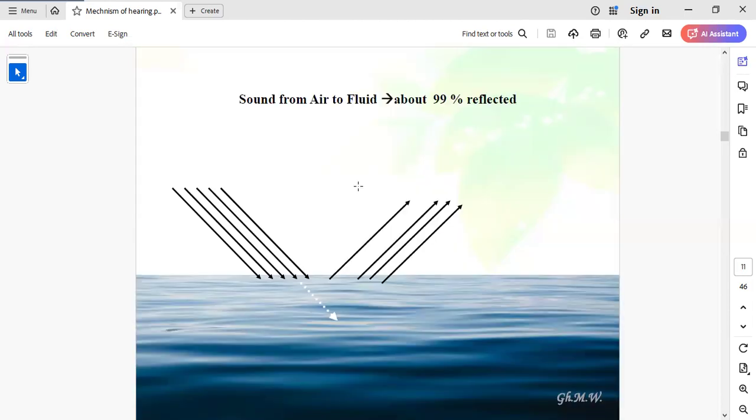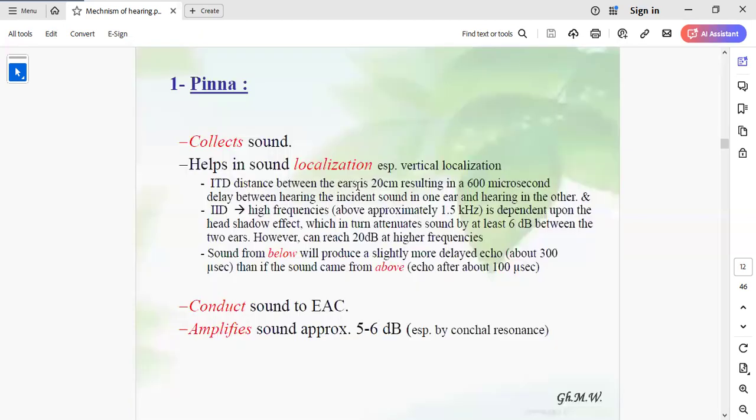Now we shall study each part of our ear mechanism in amplifying sound and compensating this reflection of sound energy. First part is the pinna or auricle. Pinna function is collection of sound, localization of sound, conduction of sound to the external auditory canal, and amplification. So pinna collects, localizes, conducts, and amplifies. It collects sound from the surrounding environment and helps in localization, mainly vertical localization, by elevations and depressions in the auricle: helix, concha, scapha, cavum concha, all helping in vertical localization.